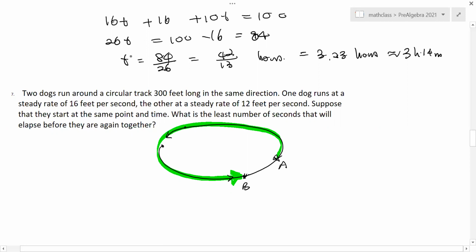At the very beginning, the distance between these 2 dogs actually is 300 feet. Although they're starting at the same point, they are a little bit away from the starting point. The distance between those 2 dogs is going to be 300 feet. Then that gap is getting smaller and smaller. Eventually, the faster dog catches the second dog on the back side.